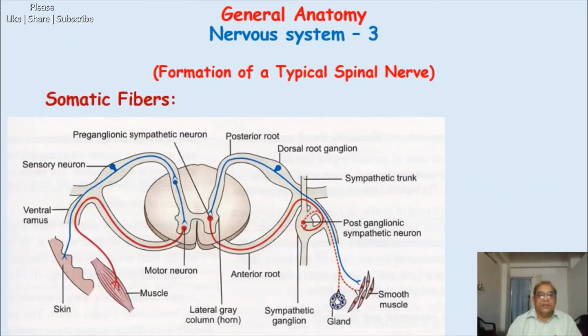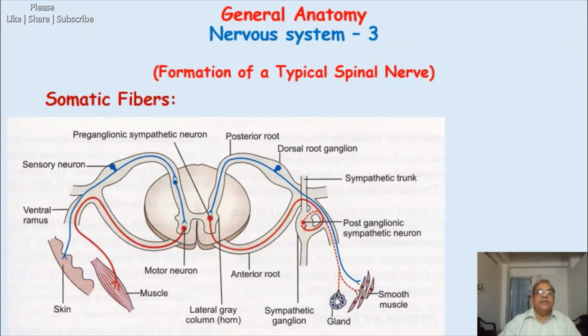Dear students, with the help of this diagram, I will explain the somatic fibers present in the spinal nerve, and then I will also tell you about the visceral or autonomic fibers constituting a typical spinal nerve. In this diagram you can see the gray matter. Here in the spinal cord are the anterior horn cells. Only one anterior horn cell is shown in this anterior gray column.